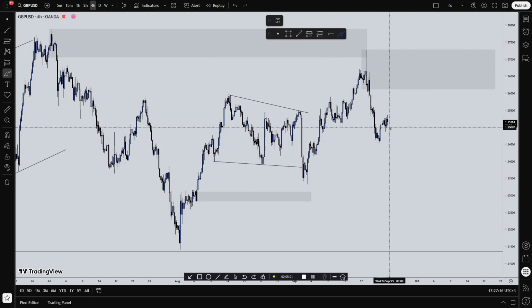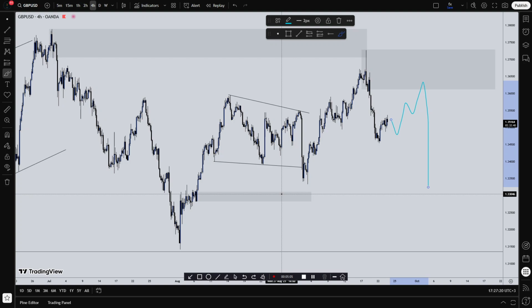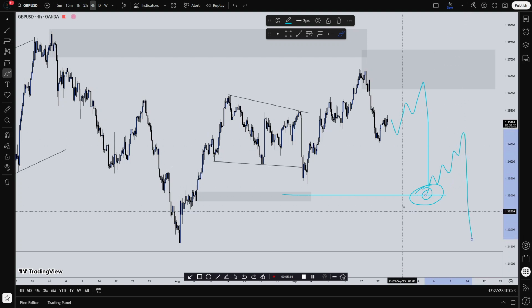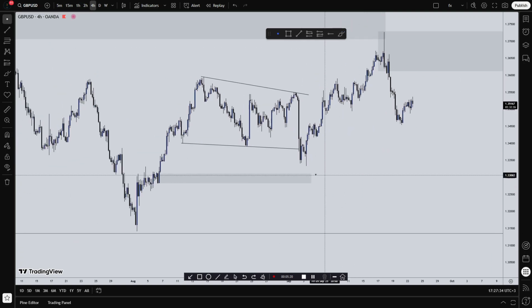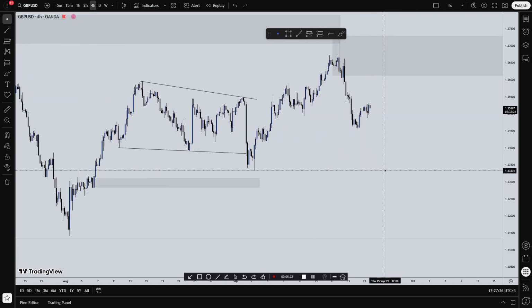So right now, if we can get this pullback over here, then the first target can be this area over here, because it should react to this area even if it is a lower time frame pullback, and then we continue to the downside, if we were to continue to the downside, that is. Okay, so from here we can come up again with our value areas.